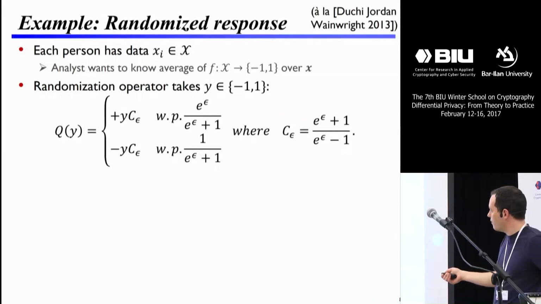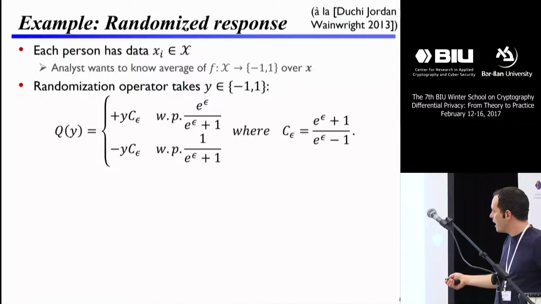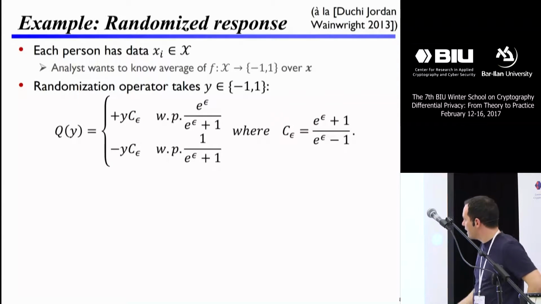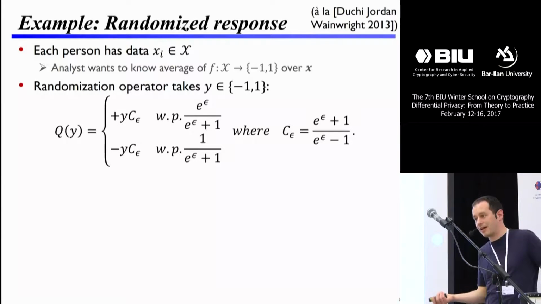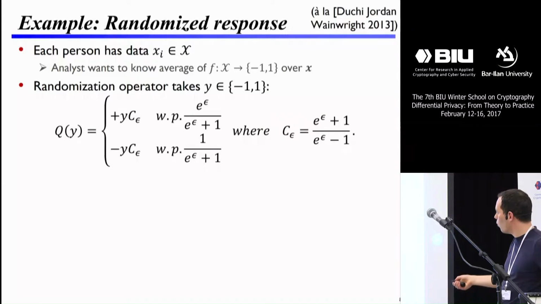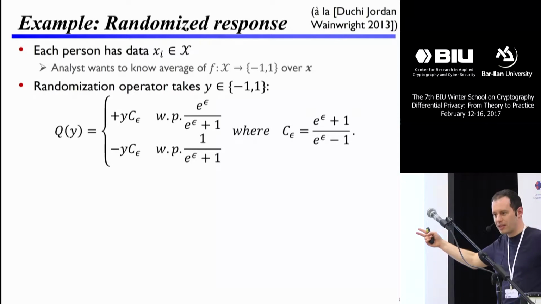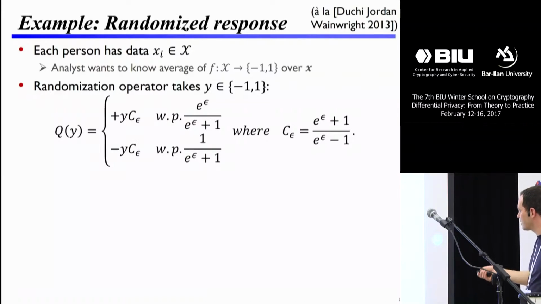If my data is +1, then I'll return the value plus C sub epsilon with probability a little greater than 1/2, that's e to the epsilon over e to the epsilon plus 1. And I'll return minus C sub epsilon with probability a little less than 1/2, in this case 1 over e to the epsilon plus 1. Okay? If you look at these two probabilities, you'll notice that the ratio of the two is exactly e to the epsilon, so this is going to be differentially private. And if you look at 1 minus these two probabilities, you get the same thing. So it is actually differentially private.